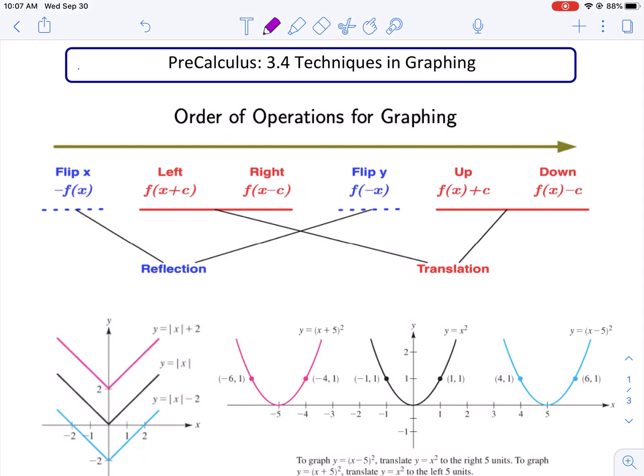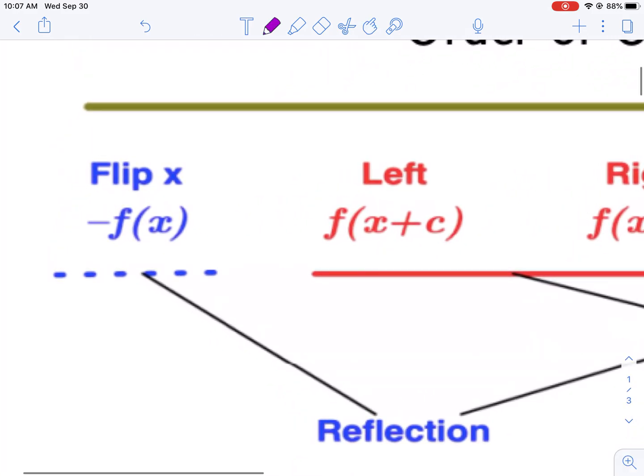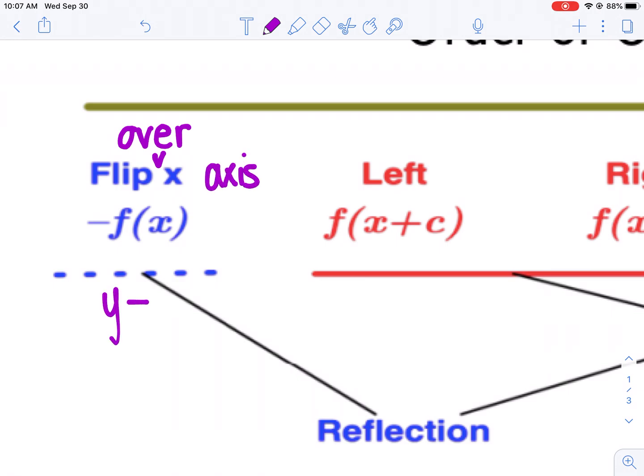First thing to look at, order of operations for graphing. There is kind of an order of operations you need to follow if you prefer this way. First thing you want to do is look if there's a negative sign outside of your function. If there is, that means you're going to flip over the x-axis, which means your y values change. Think of symmetry. I like to make that very clear.